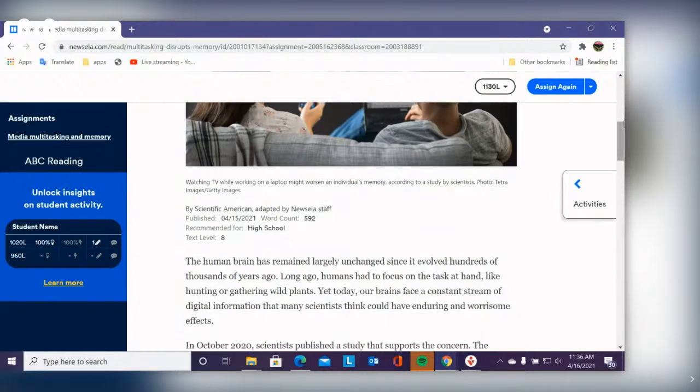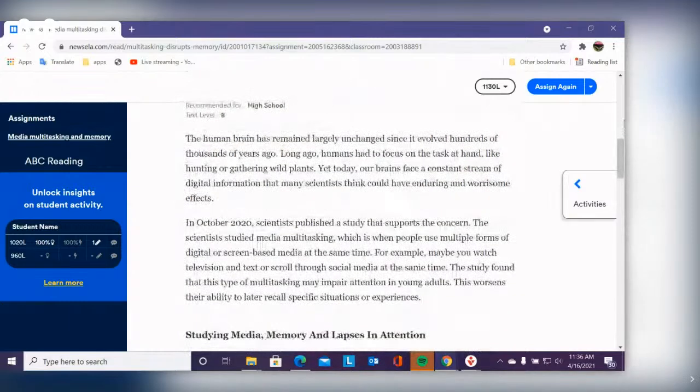The human brain has remained largely unchanged since it evolved hundreds of thousands of years ago. Long ago, humans had to focus on the task at hand, like hunting or gathering wild plants. And yet today, our brains face a constant stream of digital information that many scientists think could have enduring and worrisome effects. In October of 2020, scientists published a study that supports this concern.